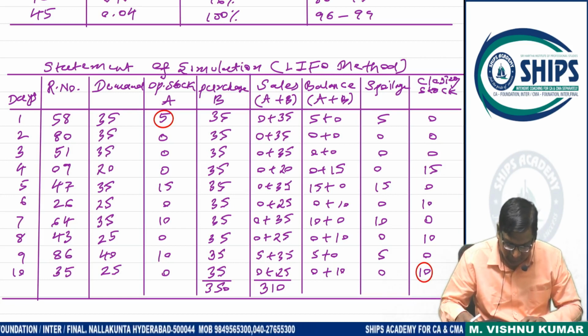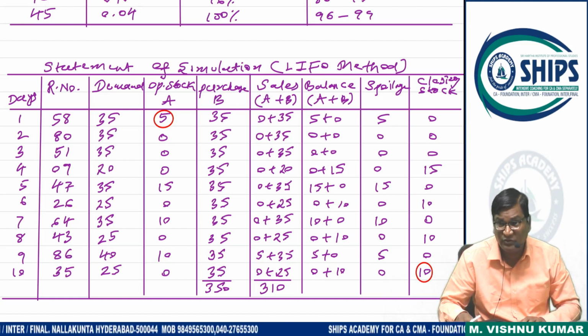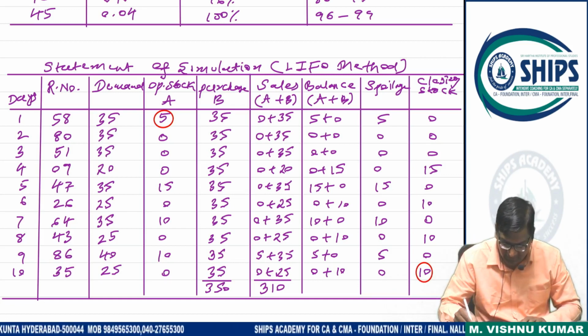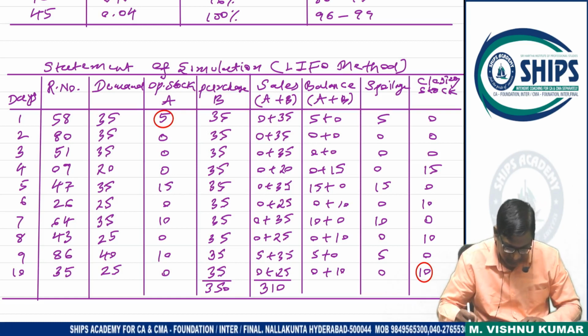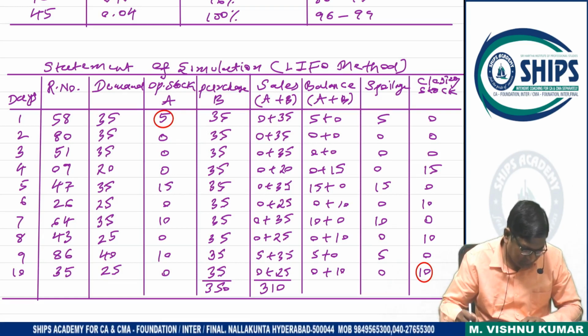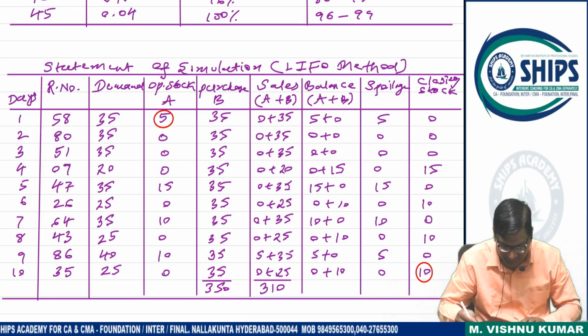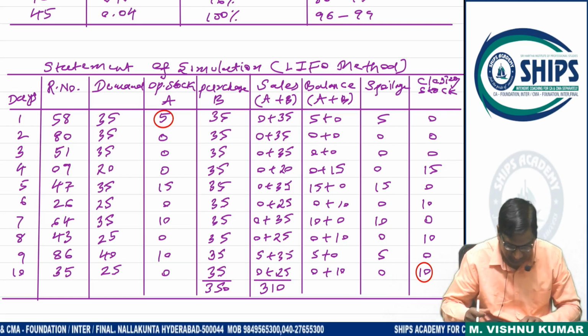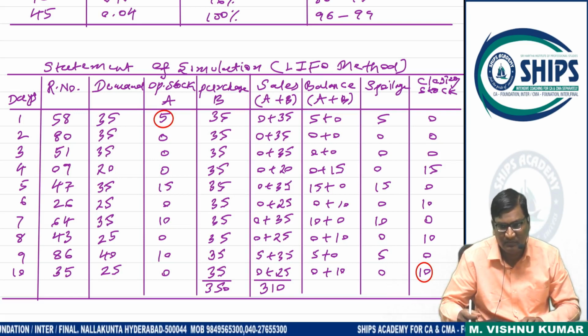So first we have to calculate cost of goods sold. Cost of goods sold is opening stock plus purchases minus closing stock. So opening stock 5, purchases 350, closing stock 10. So how much? 345. So 345 into cost, how much? 16. And sale value is how much? 28. So finally profit, how much is coming? That is the answer. Clear?